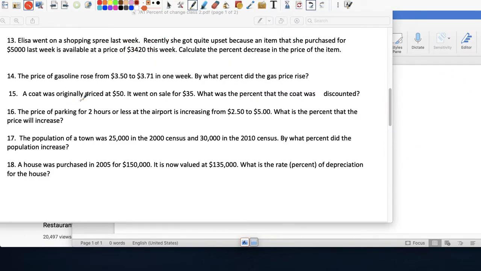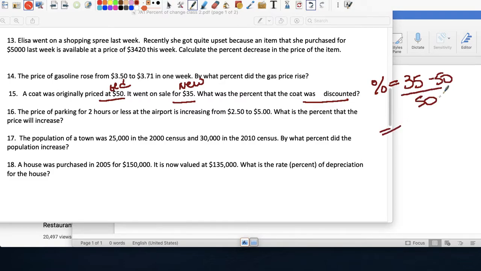15. A coat was originally $50. Now it's 35. What was the percent discount? That's a decrease. So this is the new, and this is the old. So 35 minus 50 over 50 times 100. Enter, divided by 50. So we get negative 0.3. And if you multiply that by 100, you get negative 30%.